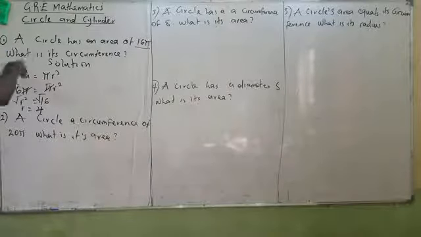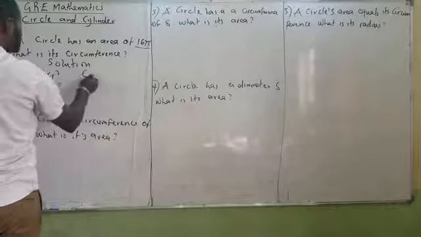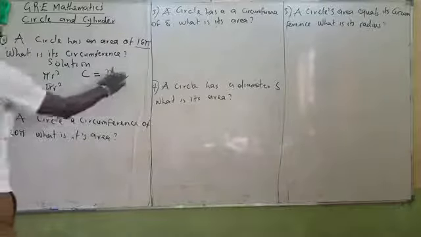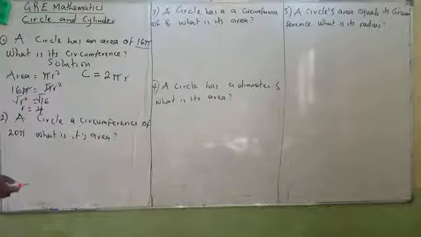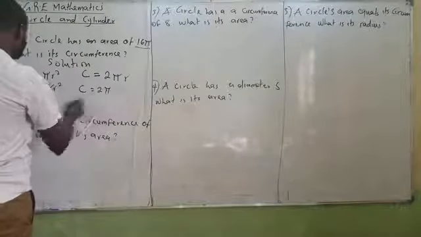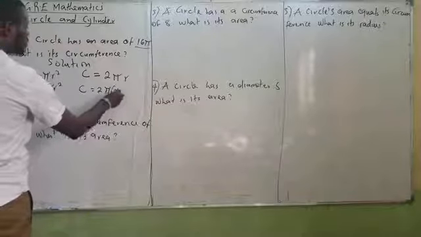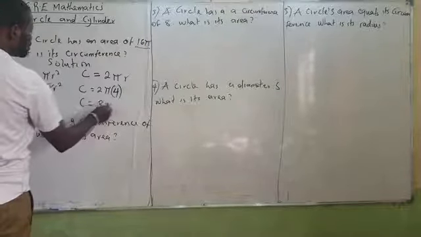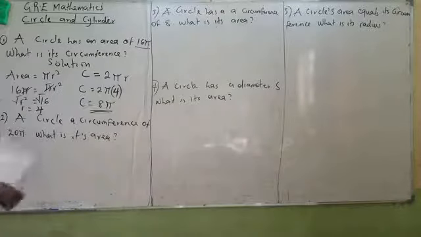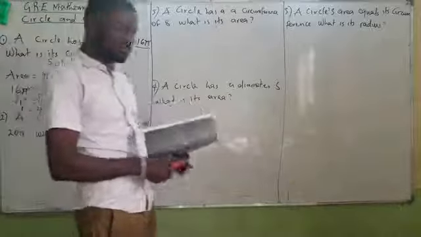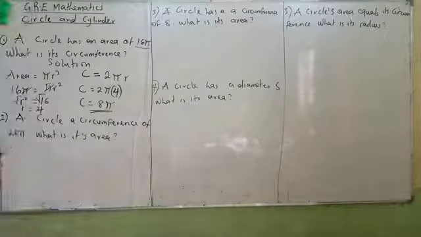Now we are looking for the circumference. Circumference of a circle equals 2 pi r. Now, 2 pi times my r, which is 4, the circumference will be 8 pi. That is the circumference. Don't forget that circumference is the same thing as the perimeter of a circle.